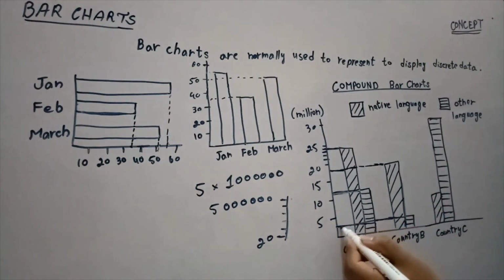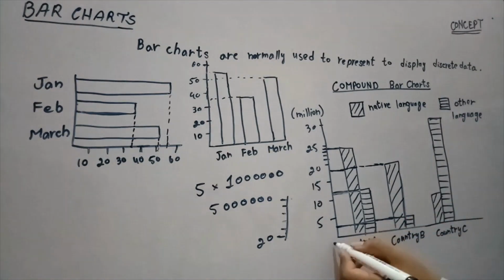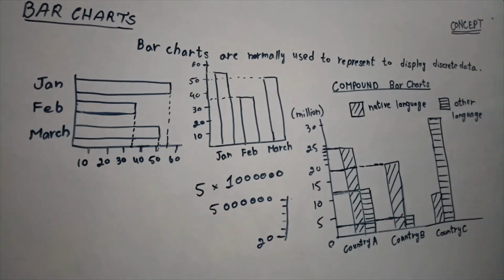Here it is just in between 0 and 5. We know that here we have 0. This point is 0, so this one is between 0 and 5, so it is actually 2.5. So here we have approximately 2.5 million. So approximately 2.5 million people used to speak a language other than the native language in country B.